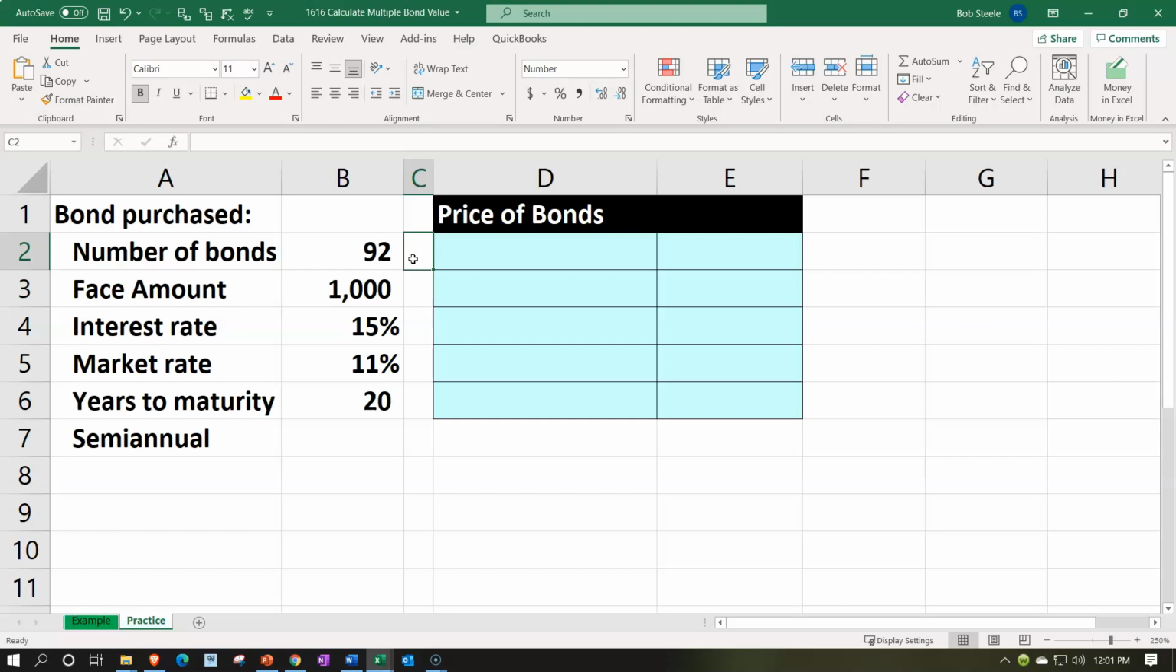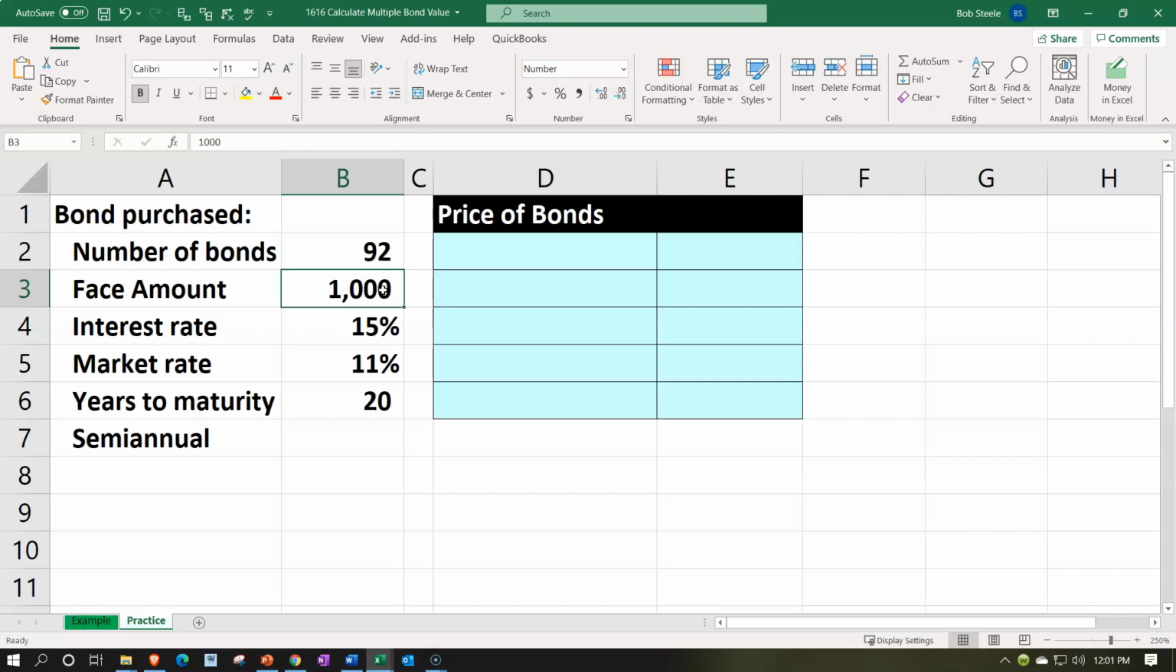Here, we're going to be using the Excel method for the present value calculation. So we have the number of bonds, 92, face amount 1,000, the interest rate of the bond, 15%, market rate is going to be 11%, years to maturity will be 20, and they're going to be semi-annual bonds. So remember, the new component is these 92 bonds here. What we're going to do is take our normal one bond and do our normal calculation to get the price, and then we'll simply multiply it out times the 92 to get our total value.